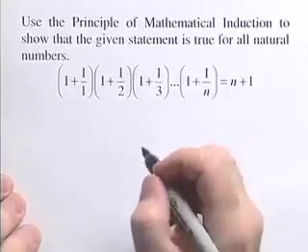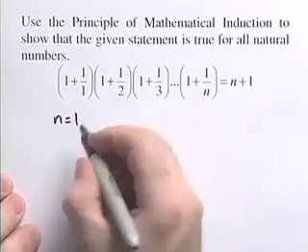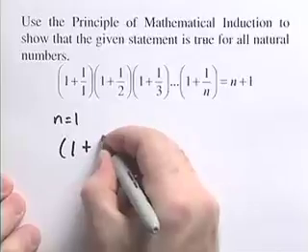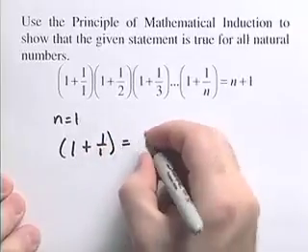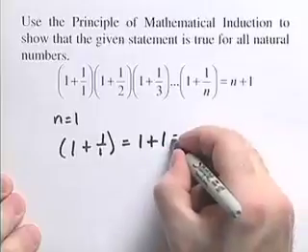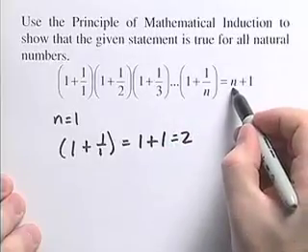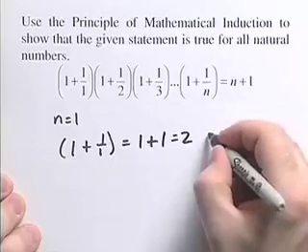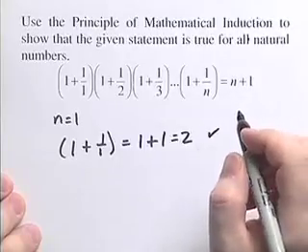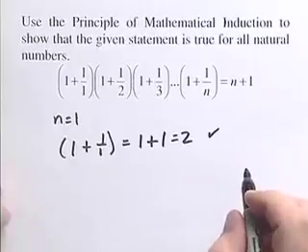To do that, we first want to show that this holds for n equals 1. That gives us 1 + 1/1 = 1 + 1, which is equal to 2. And we see that if n is 1 on this side, 1 + 1 is equal to 2. So that does indeed check. So condition 1 holds. Next we need to check condition 2.